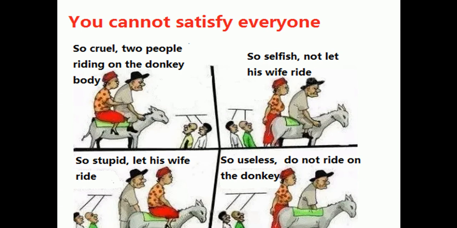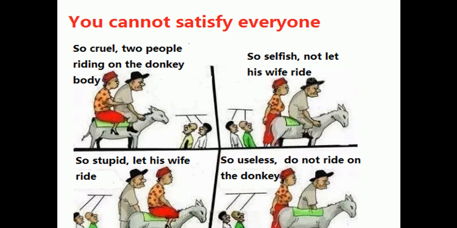This picture, maybe some people read it, but I changed to the English one because it was only Chinese. So in the stock market, you cannot satisfy everyone, right? So let's see the 4 pictures. The first one: when the two old men ride on the donkey, maybe some people saw them and said, so cruel, 2 people riding on the donkey. Right, 2 people riding on the donkey.